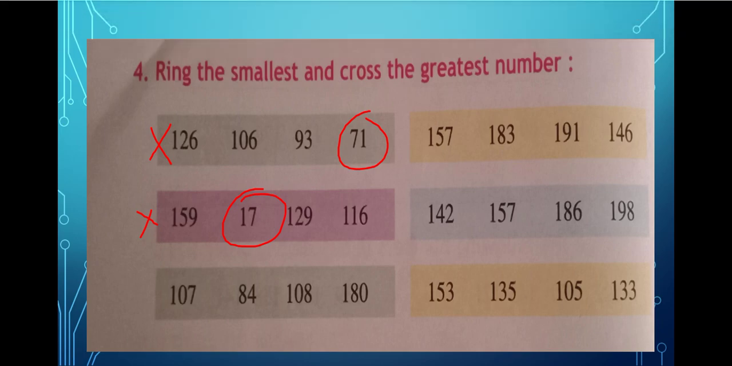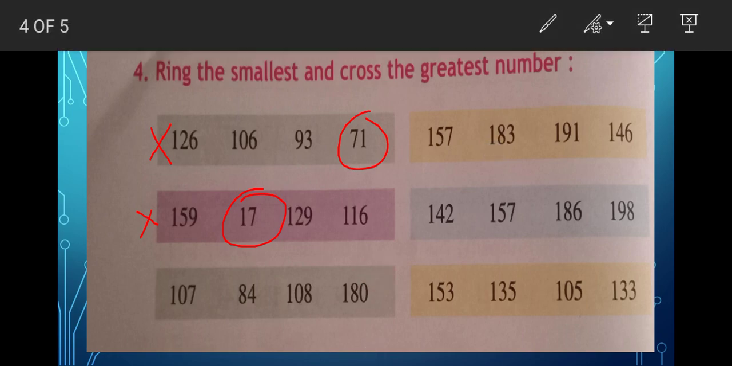Okay. In the same way, 107, 84, 108 and 180. Which is the smallest one? The 2-digit number is always small. So 84 is small, and the greatest number is, can you tell? Yes, it is 180.